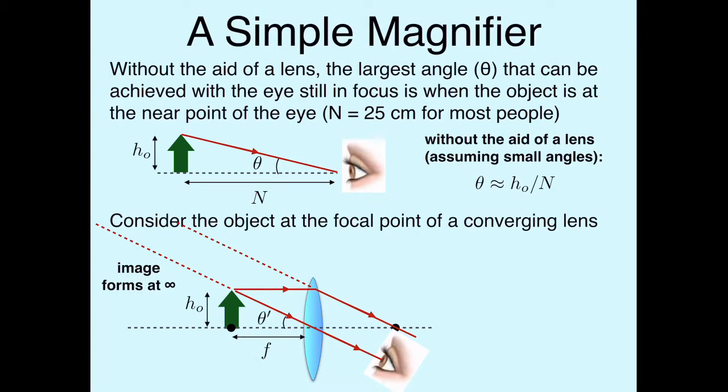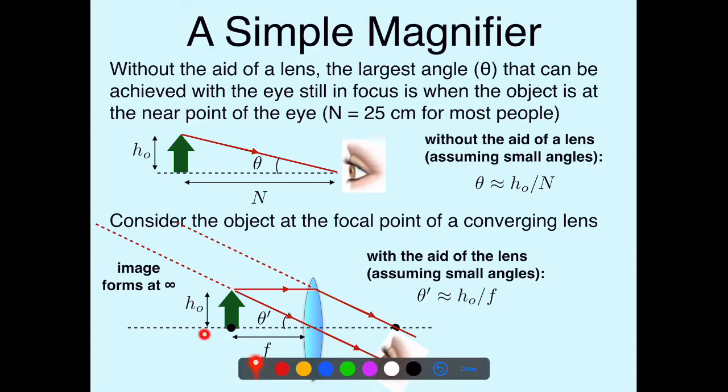So what's the angle then that the image is going to take up in your field of view? Well, it's this angle in our diagram right here, theta prime. With the aid of the lens, and again, we're assuming small angles here, theta prime is going to be h0 over f. Again, consider this to be an arc length divided by a radius, which is valid if we're using the small angle approximation. Okay, so we have both theta, which is the angle without the aid of the lens, and theta prime, which is the angle with the aid of the lens.